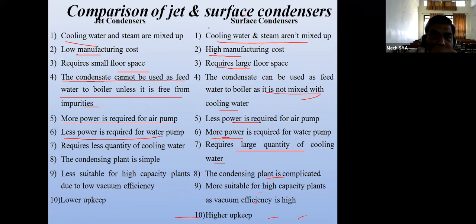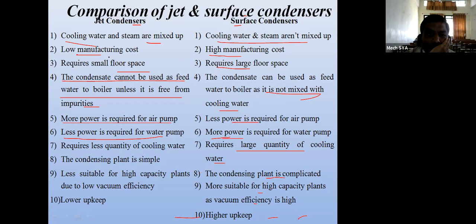Now the comparison. Most of the time they ask for the comparison between jet condensers and surface condensers. In a jet condenser, the cooling water and exhaust steam are mixed with each other in a closed vessel. In a surface condenser, the cooling water and exhaust steam are not mixed with each other.